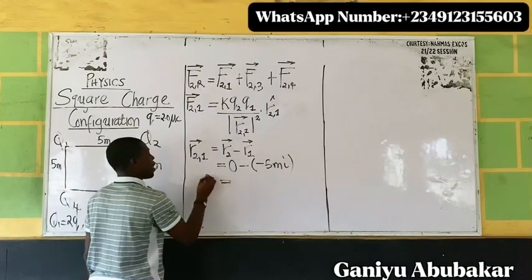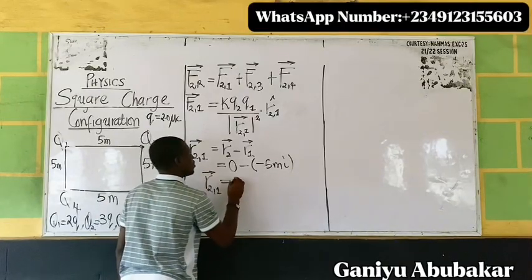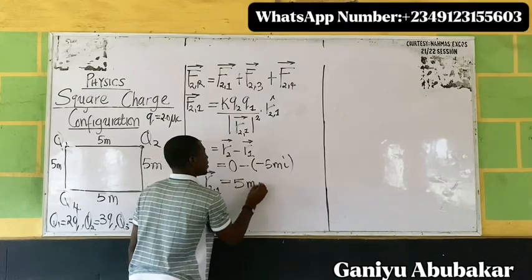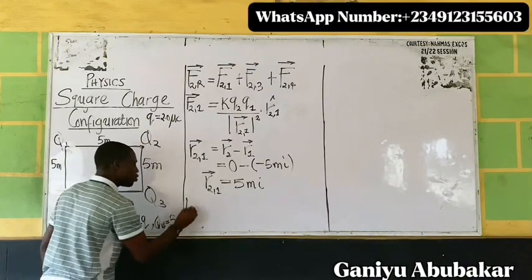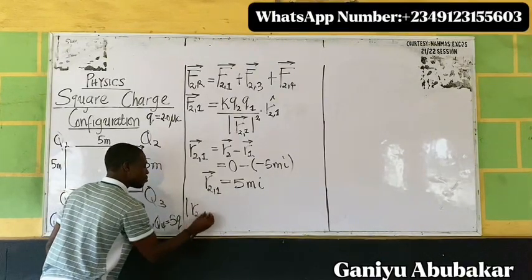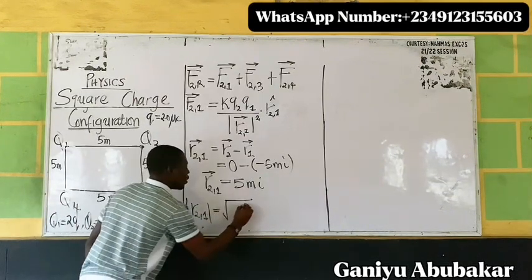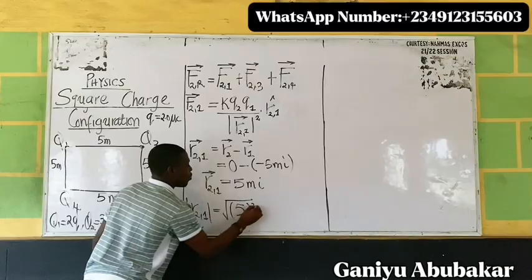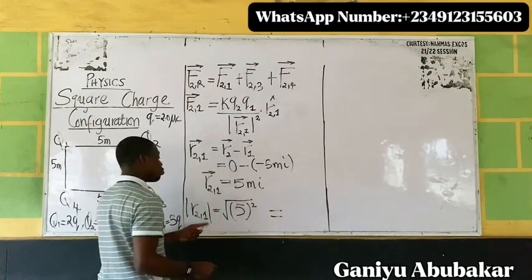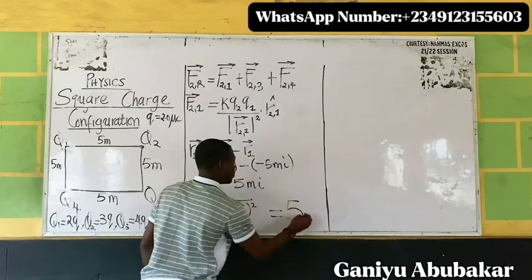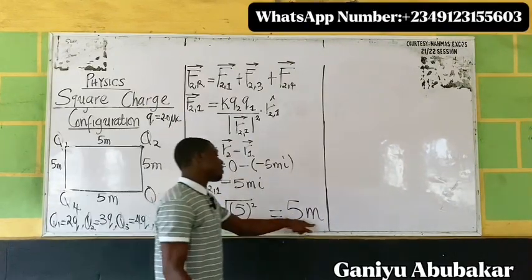That's all. So I'll move here to get to Q1, or R1. In this case, my R21 will be equal to 5 meters i. Let's get the magnitude of R21. The magnitude of R21 is equal to the square root of that value all squared. So 5 all squared. So the magnitude of R21 is 5 meters.